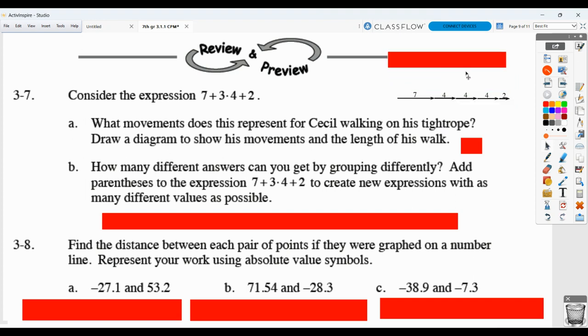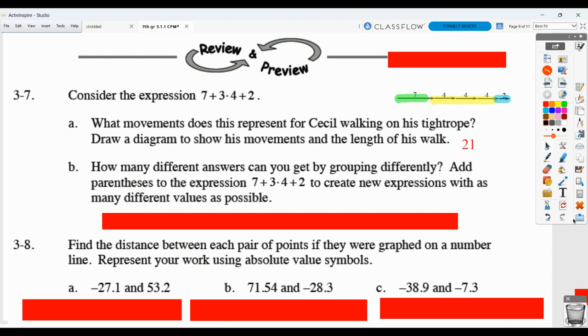So what they want you to recognize is that you'd have your 7 units to the right, and then you'd have 3 sets of 4 units to the right, and then another 2 units to the right at the end. So your diagram doesn't have to look exactly like this, but this would be the concept. And then what does that equal? Well, we've got 7 plus 3 groups of 4 plus 2, which is a total of 21.